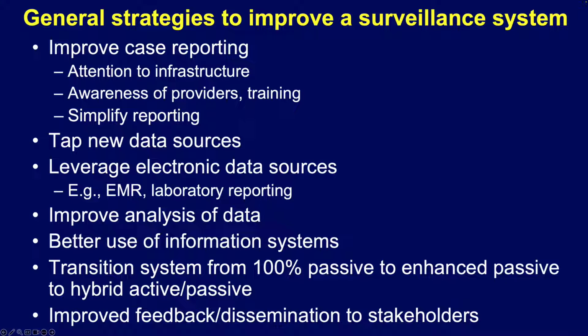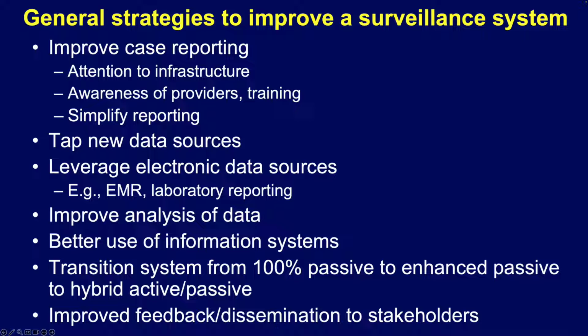In terms of recommendations, they often fall into a number of different categories. So here are some general recommendations that have been used to improve surveillance systems in the past. You may need to focus on improving the completeness of case reporting, and that can happen by giving more attention to the infrastructure that's used to file and process case reports. It can also be accomplished through increasing the awareness of providers and training providers on the process of reporting. That may also be needed. And it's almost always the case that you can improve completeness by simplifying the process of reporting.